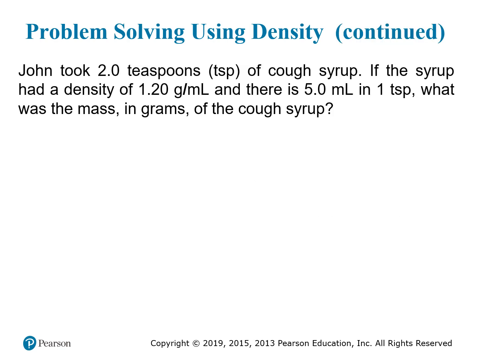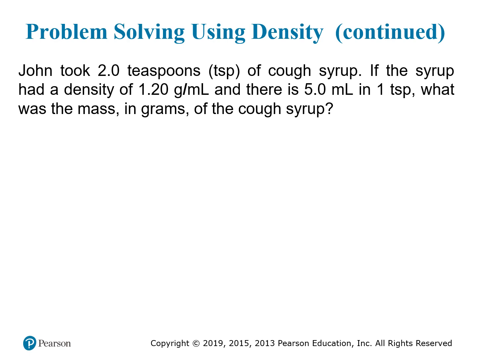Here's an example of a problem where that way of thinking would come in useful. So the problem statement is: John took 2.0 teaspoons of cough syrup. If the syrup has a density of 1.20 grams per milliliter, and there is 5.0 milliliters in 1 teaspoon, what was the mass in grams of the cough syrup?